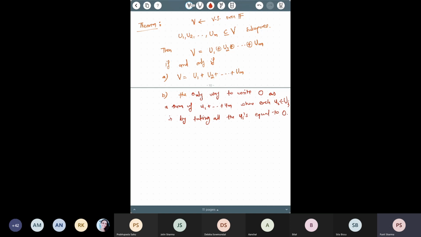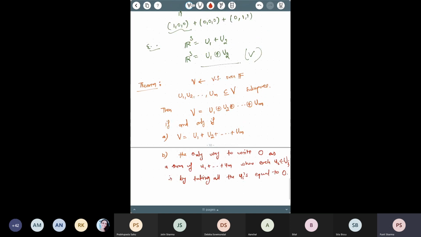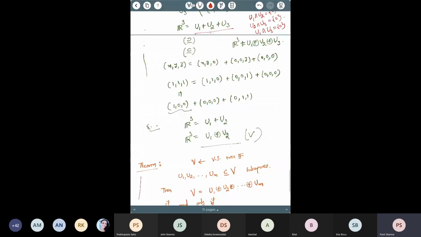Now this condition is very useful. This is very strong because it says that you only check for the 0 vector and that's all. You don't have to bother about the other vectors. So you can look at this example here. Although here you have checked for this non-zero vector, to disprove this, it is fine. But to prove, you just check for the 0.